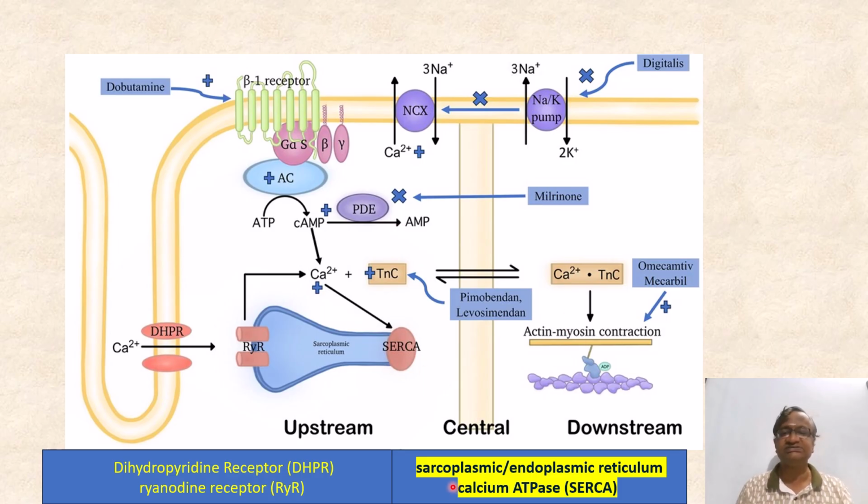SERCA is the sarcoplasmic reticulum calcium ATPase. Here DHPR is the dihydropyridine receptor. This is the ryanodine receptor. These drugs have come up now.